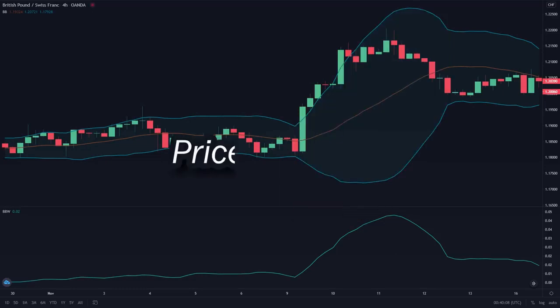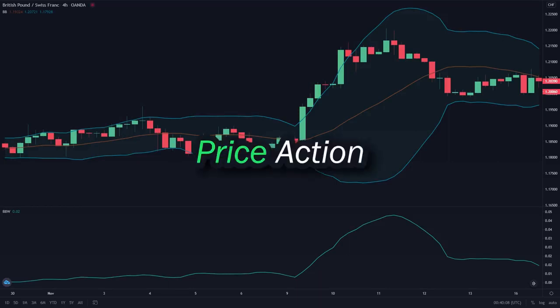Next, to predict the price breakout, you need to wait for the standard deviation lines to start expanding, which can also be identified by the rising of the BBW. So this means that there's an increase in volatility and a breakout is likely occurring. So our next job is to predict the direction of that breakout. And the way you do that is by using price action.